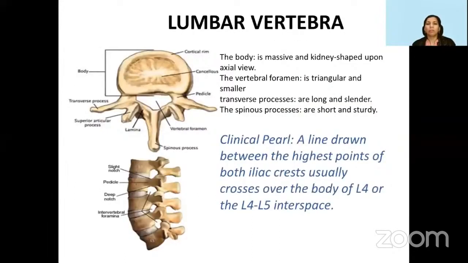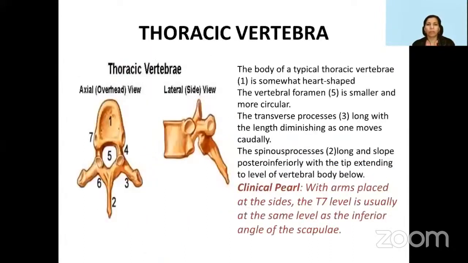A word about the anatomy of the lumbar vertebra: the body is massive and kidney shaped upon axial view, and the foramen is triangular. The spinous processes are short and sturdy. The line drawn between the highest points of the iliac crest crosses the body of L4 or the L4-5 interspace.